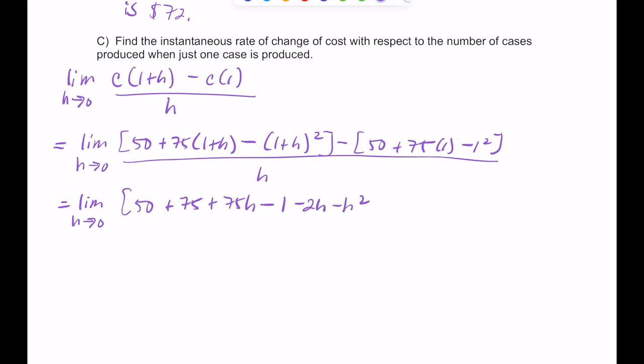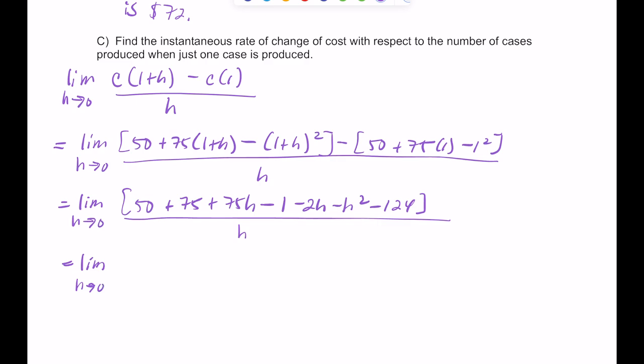And then I'm going to just simplify this real quick. That would be 50 plus 75. That's 125 minus 1. So that's just going to boil down to negative 124, and then all over h. So simplifying further, you get the limit. And then I'm going to combine some terms.